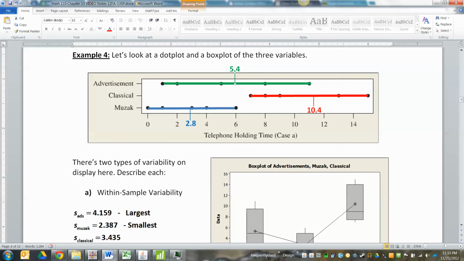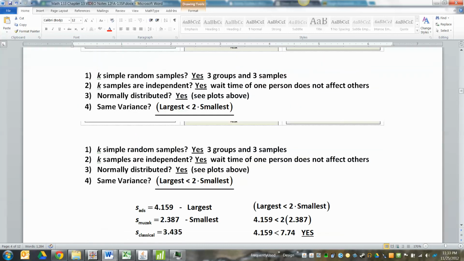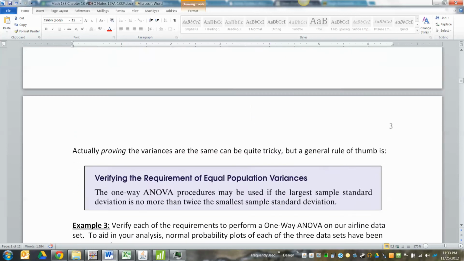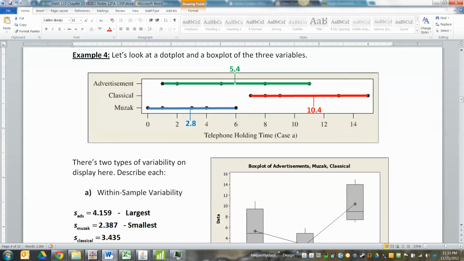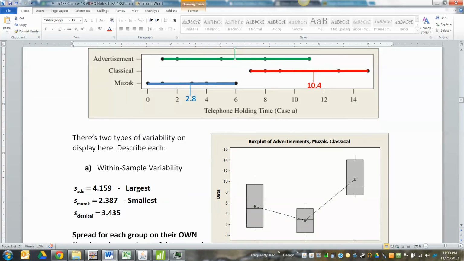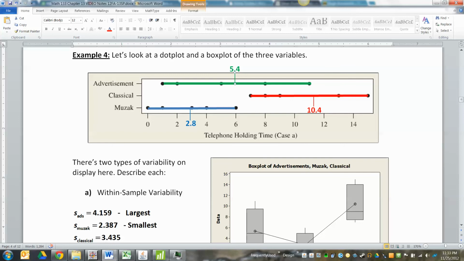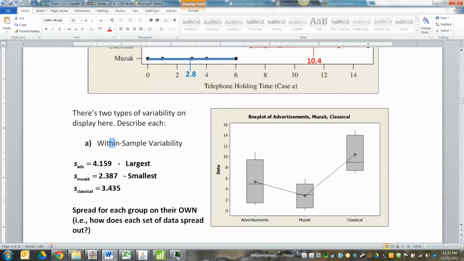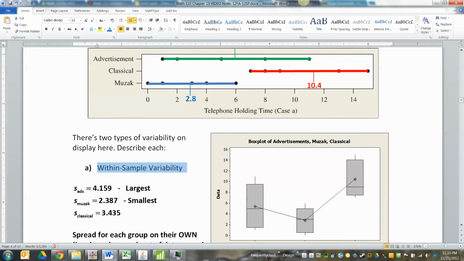So the ads had a mean of 5.4. The classical has a mean of 10.4. And the Muzak was 2.8. Well, let me double check those. Yep, 2.8. Great. All right, now there are two types of variabilities going on here. There's a variability within the group, something called within sample variability. And that's what we already found.